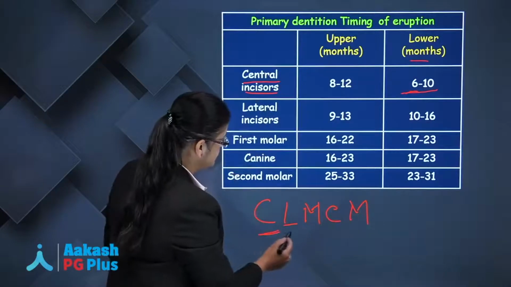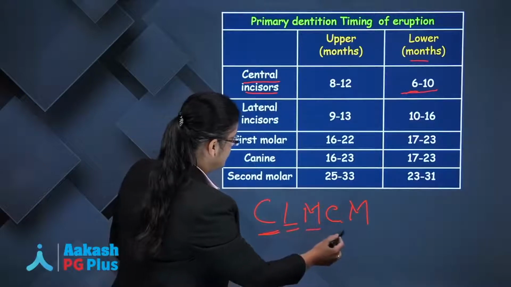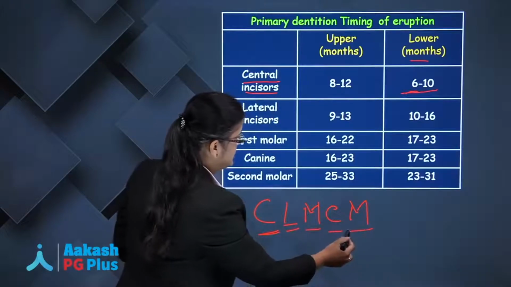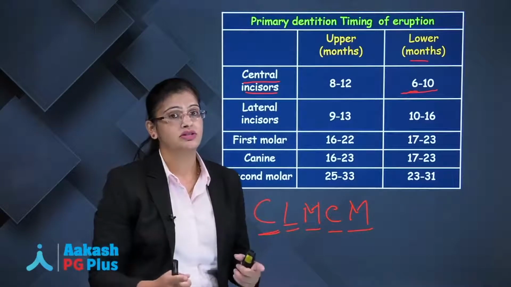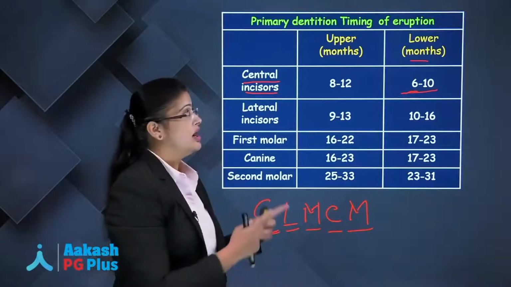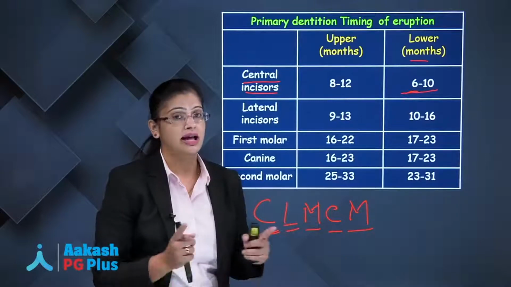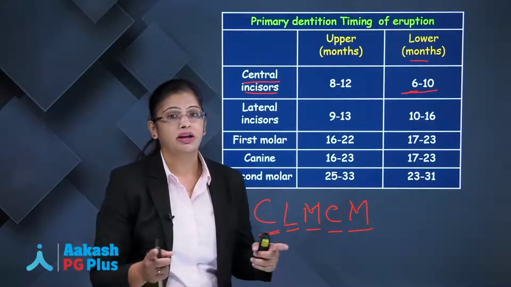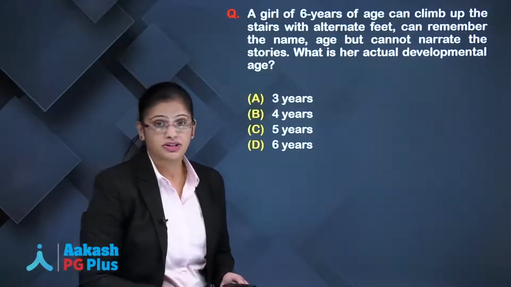Central incisors, lateral incisors, molars, canines, and then second molars. So in this way, you can remember the sequence of appearance of the primary dentition as well. I'm sure after this, if you get any question from primary dentition and secondary dentition, you will be able to answer the question. So now let's come on to our next question.